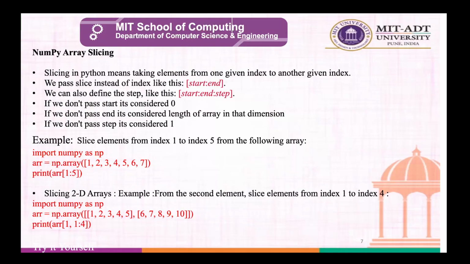Then 1 colon 4 will give us values from the first index up to the third index. The fourth will not be taken. If we want the value at index 4, then we have to write 1 colon 5. In this case we have written 1 colon 4, so we will get values from index 1, index 2 and index 3. So basically we will get 7 8 9. In this way we can perform slicing operations on an array. Thank you.